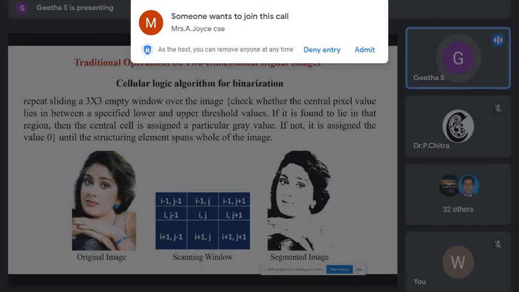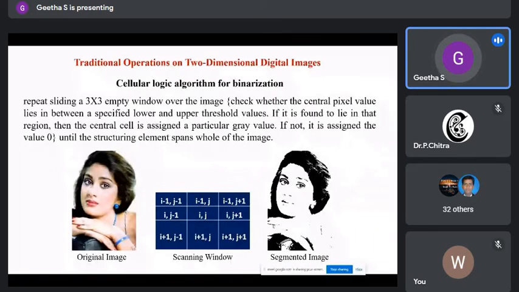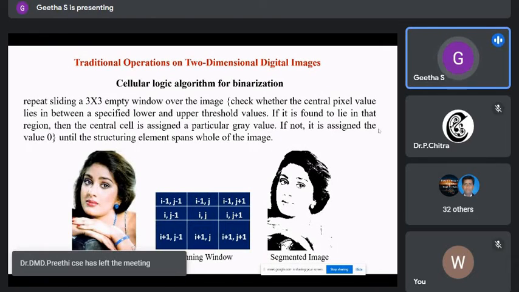So next one, cellular logic algorithm for binarizations. Binarization means you only have to apply it for 2 values, one is 0, another one is 1. So now we are using a 3 by 3 empty window over the image. Check whether the central pixel value lies in between the specified lower and upper threshold values. If it is found to lie in that region, then the central cell is assigned a particular gray value. If not, it is assigned the value 0. So the structuring element spans the whole image.